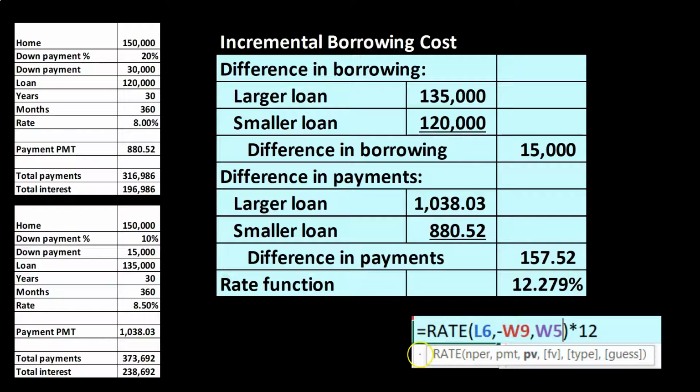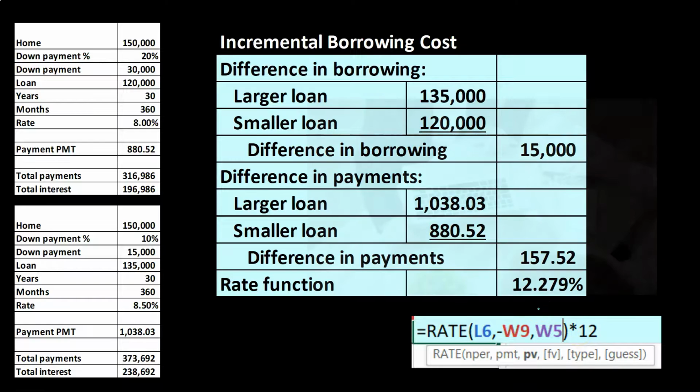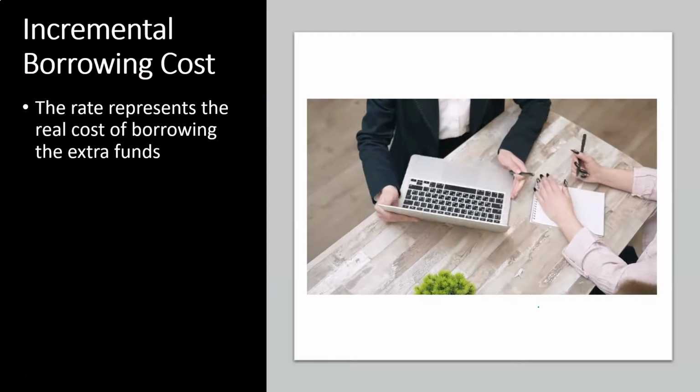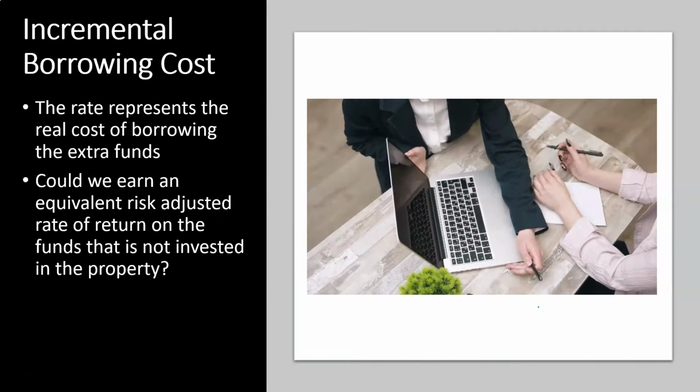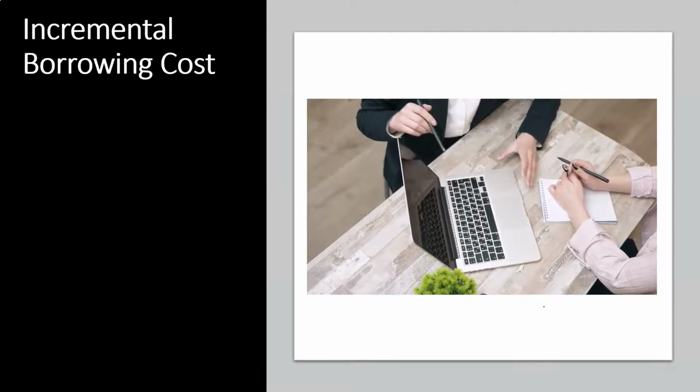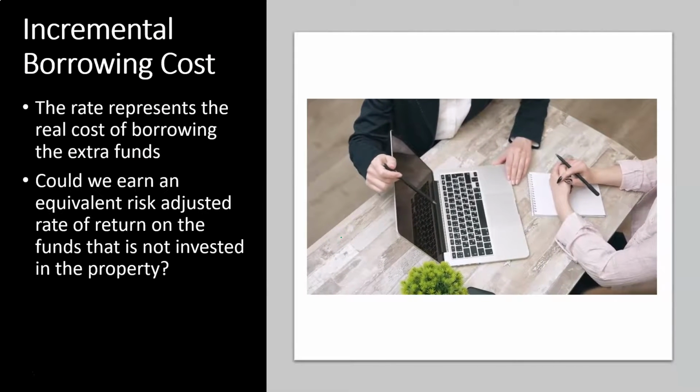But if you use the rate calculation, it would be the rate equals the number of periods. The number of periods then would be the loan term, in this case, of the 30 years or 360 we're picking up in months, comma, the payment amount. The payment amount's going to be the difference in the payments, and it's a negative, which would be this 157.52 in this case. And then comma, the present value is going to be the difference in the two loans. In this case, the 15,000, multiplying that by 12 to bring it up from a monthly amount to a yearly amount. We get to that 12.279 about. So the incremental borrowing cost, the rate that we come to, in this example, the 12.279, represents the real cost of borrowing the extra funds.